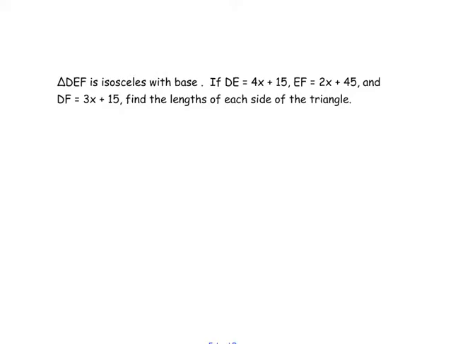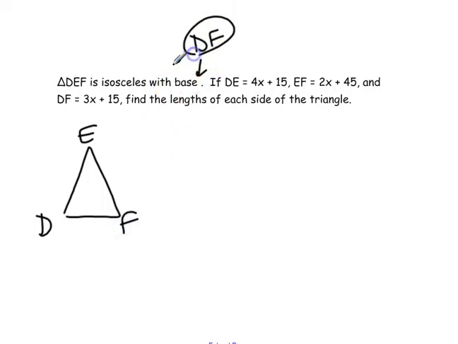In this, we're told that triangle DEF is isosceles with base, oops, we didn't write the base. So the base should be DF, because the shape looks like this, DEF. When you know that DF is the base, it's the one side that's different. So we know DE is equal to EF.